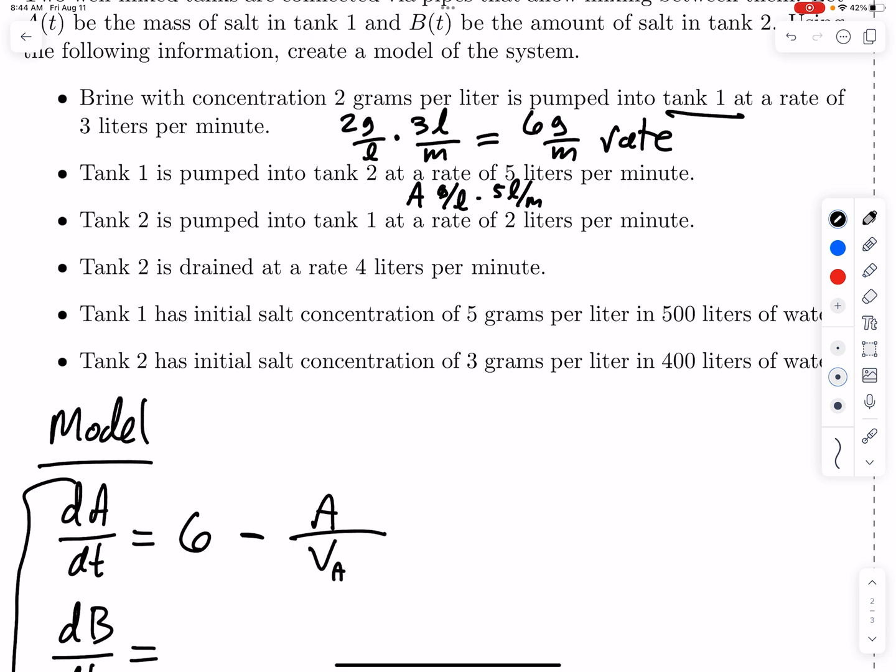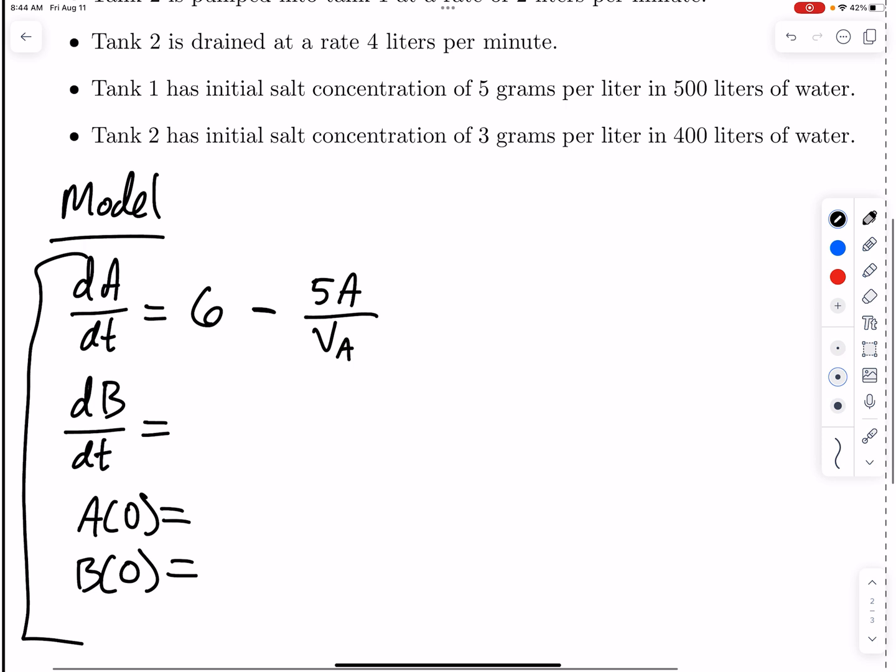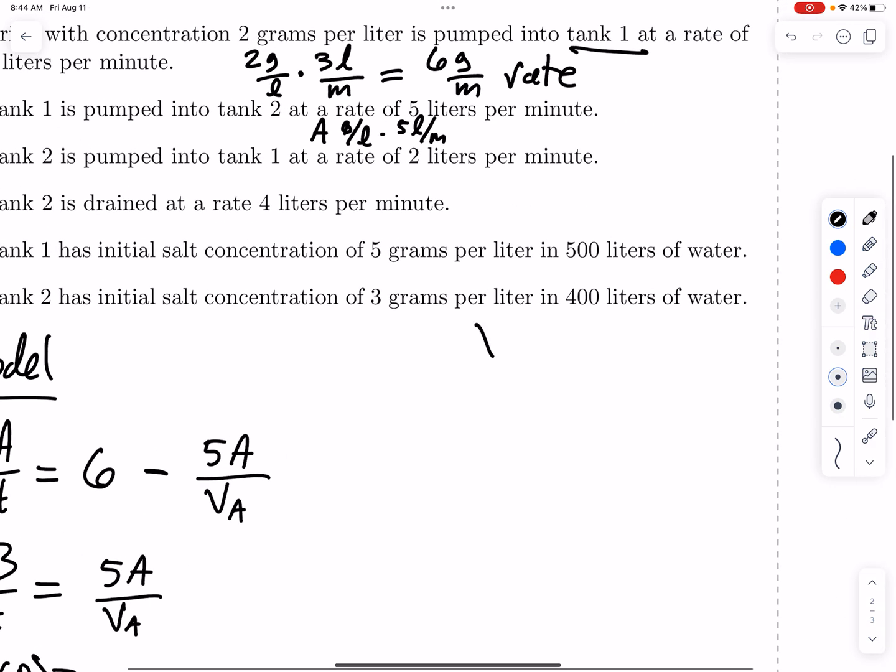That's grams per liter, times 5, and that's liters per minute. So if I clean that up, we're going to have basically minus 5A over whatever the volume of tank A is. Okay? And that's coming out of A and it's going into B. So I'm going to have a 5A over the volume of tank A right there. So what is the volume of tank A?